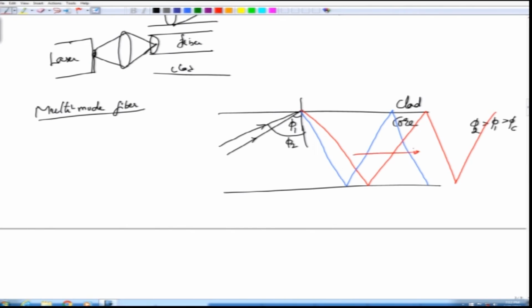This is what happens in a multi-mode fiber, and this multi-mode fiber typically has a larger core radius, around 50 micron. And the cladding is still fixed at 125 micron. So you can now see that the core region is quite large, and the cladding to core radius ratio is just about 2, whereas for a single mode fiber, the diameter or radius ratio was about 5.